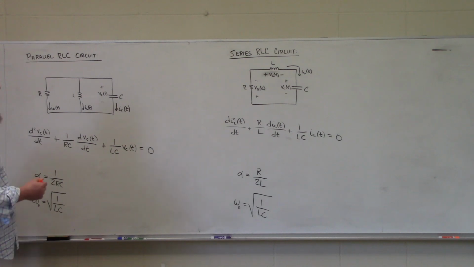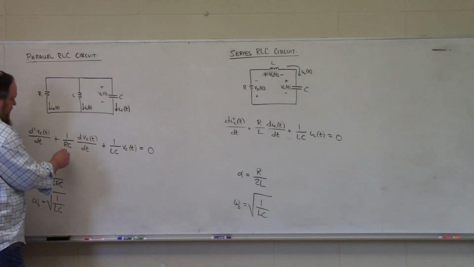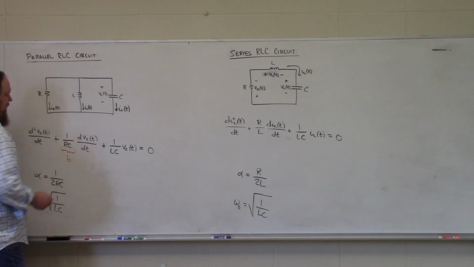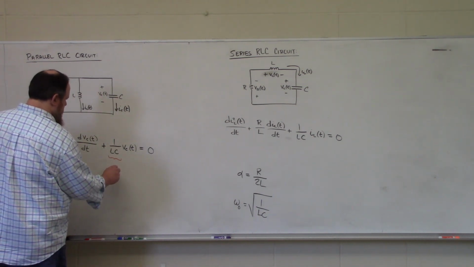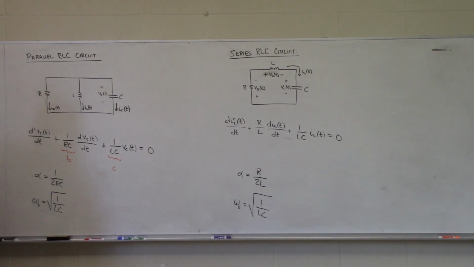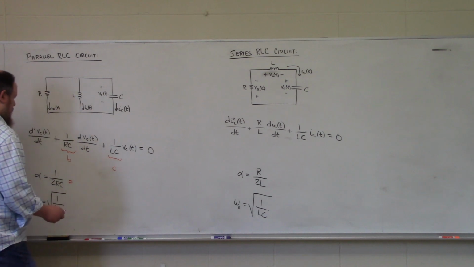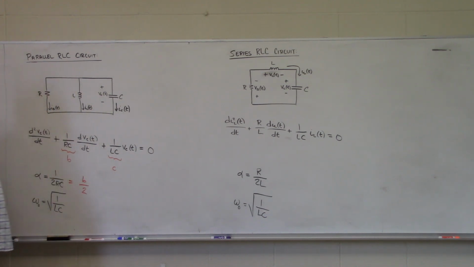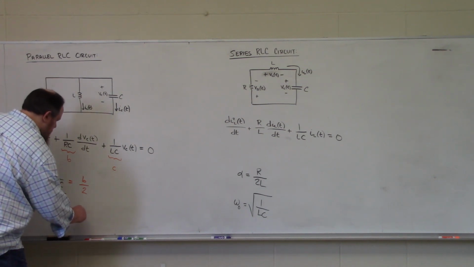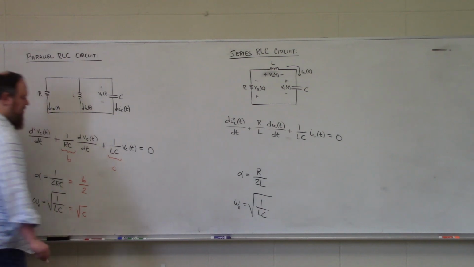Now, if you'll notice, I'm going to call this coefficient right here B, and I'm going to call this coefficient right here C, because that would be the label of the coefficients in our quadratic equation. Alpha is really nothing more than B over 2, and omega naught is nothing but the square root of our coefficient C.